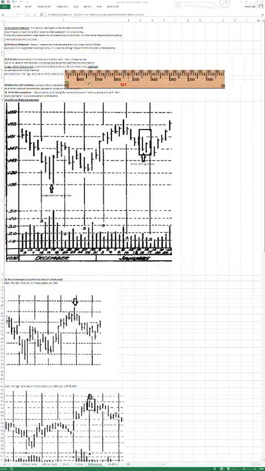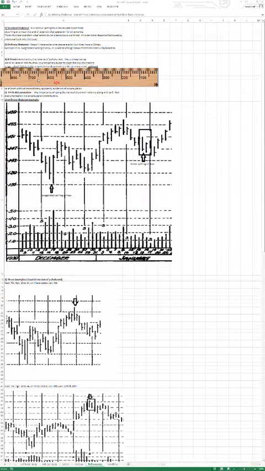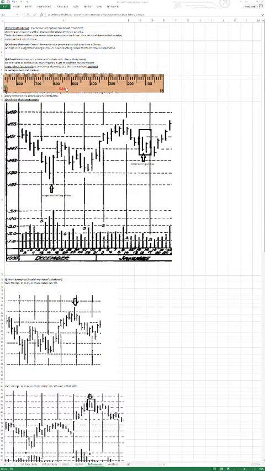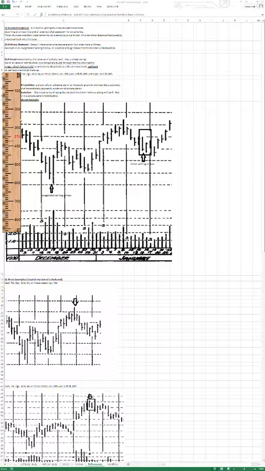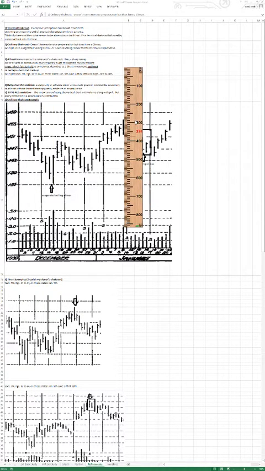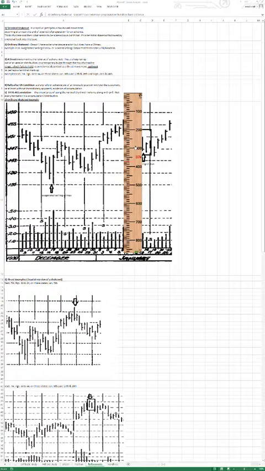But here he uses the term upthrust differently. Okay, what he's trying to say is that it is a shakeout. So what he says is it goes up and then it comes back down. It fails to hold. Okay? And here is the example. This bar right here is your upthrust. It is also a shakeout.